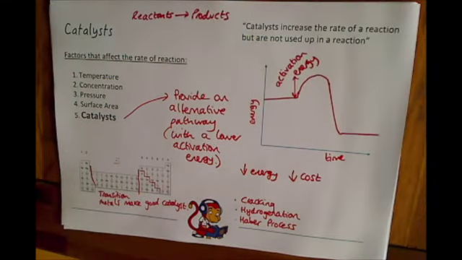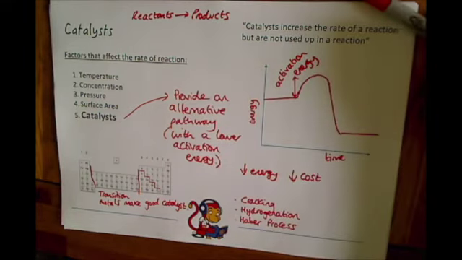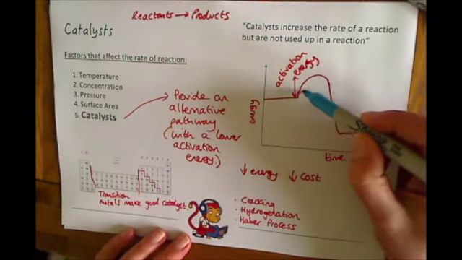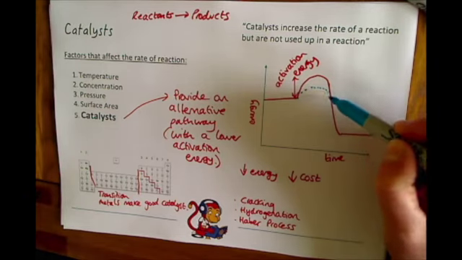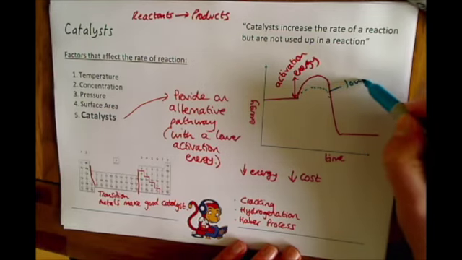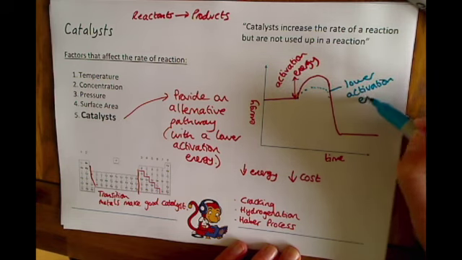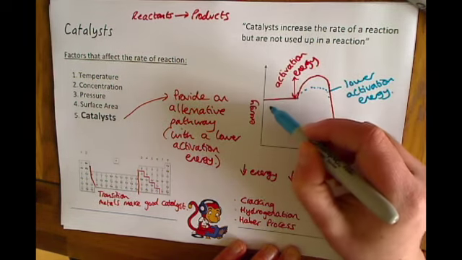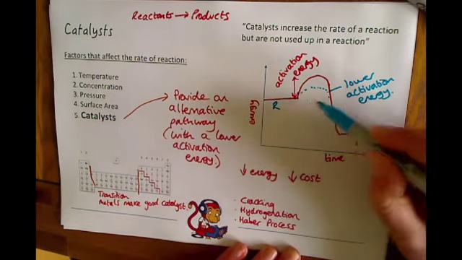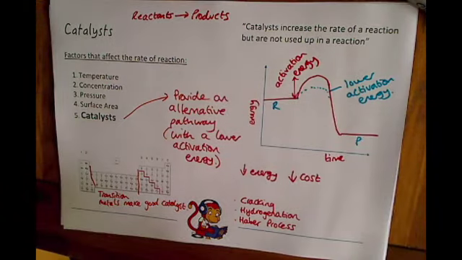And all the catalyst does then is provide an alternative pathway for the reaction. So rather than the reactants having to follow this pathway with higher activation energy, all a catalyst does is just provide an alternative pathway for the reaction to happen at a lower activation energy. Okay, so if the reactants here are turning into products, you want the lower activation energy pathway, and that's what the catalysts provide.